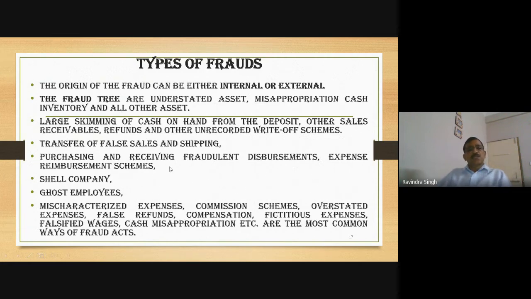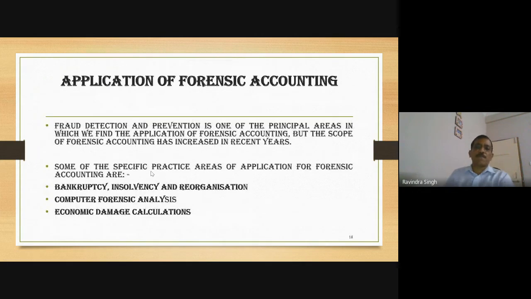Mischaracterized expenses, commissions, schemes, overstated. These are the bogus wages, which means the manipulation of bills and vouchers. These all give way to frauds.